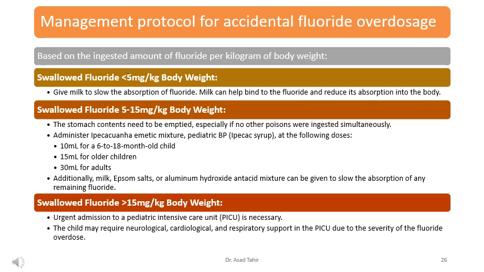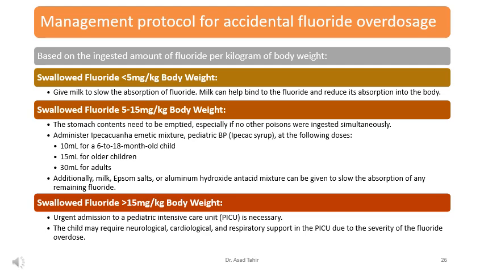Management protocol for accidental fluoride overdosage, based on the ingested amount of fluoride per kilogram of body weight. Swallowed fluoride less than 5 mg per kilogram body weight: give milk to slow the absorption of fluoride. Milk can help bind to the fluoride and reduce its absorption into the body.